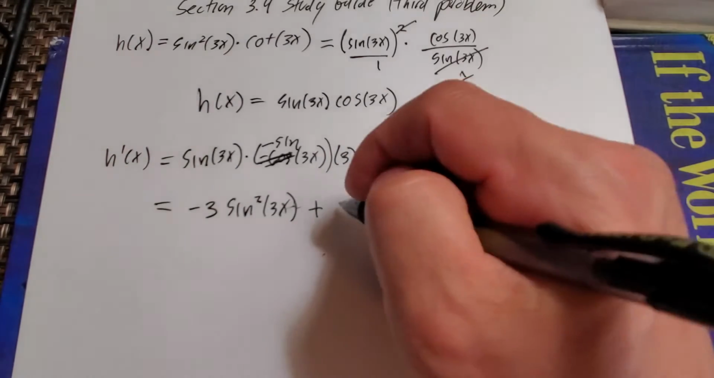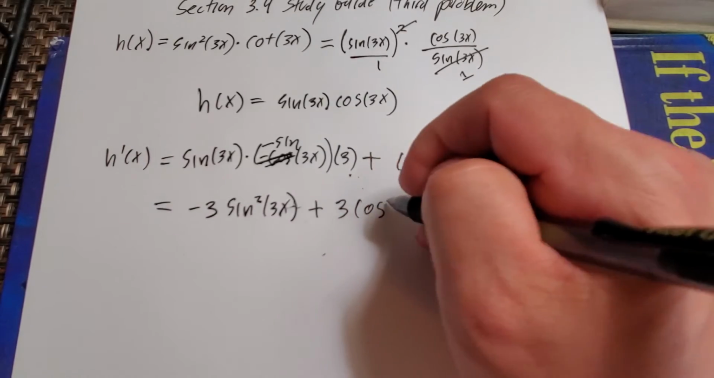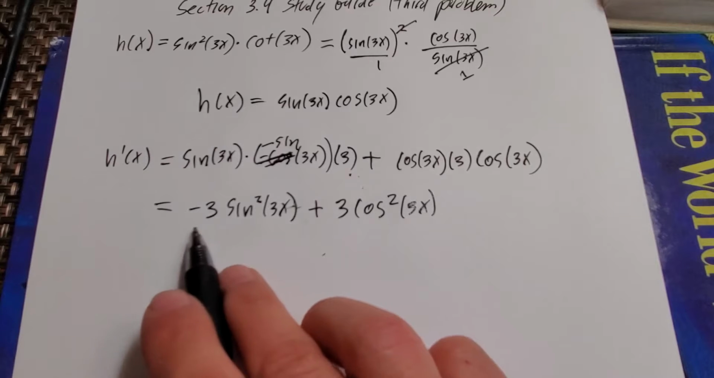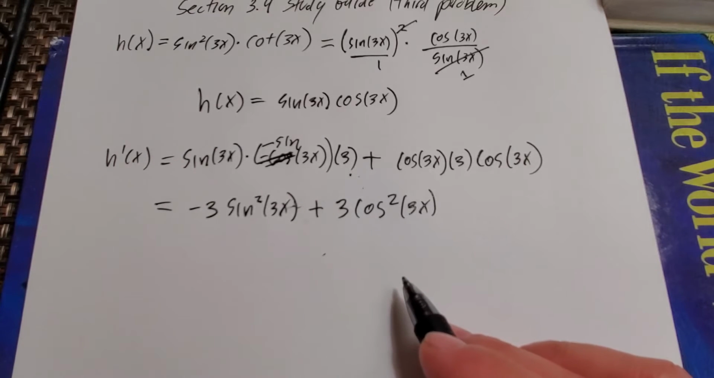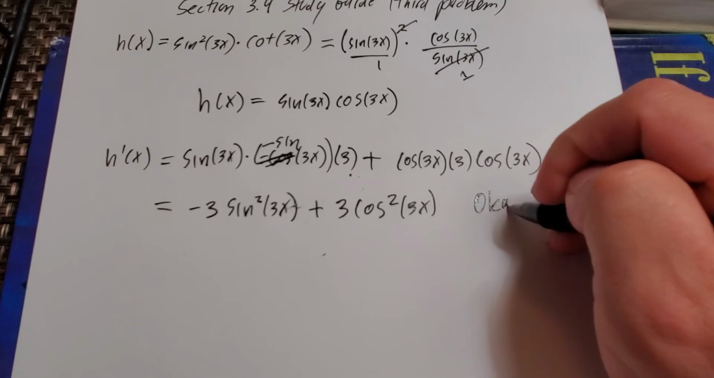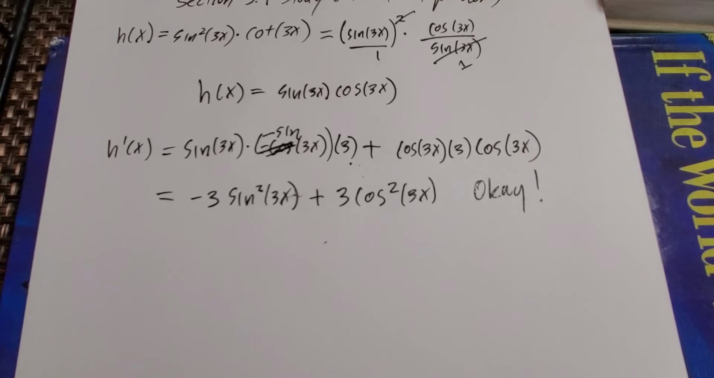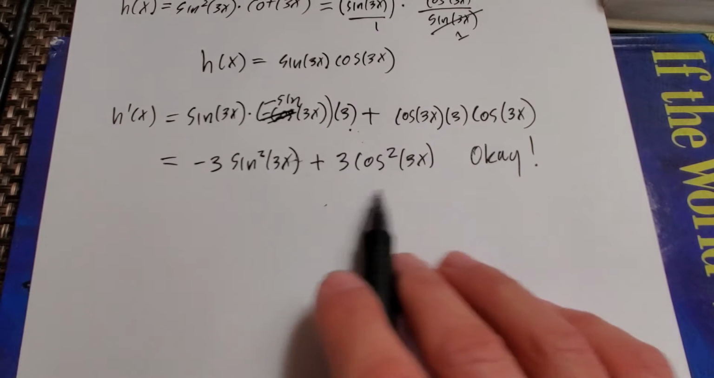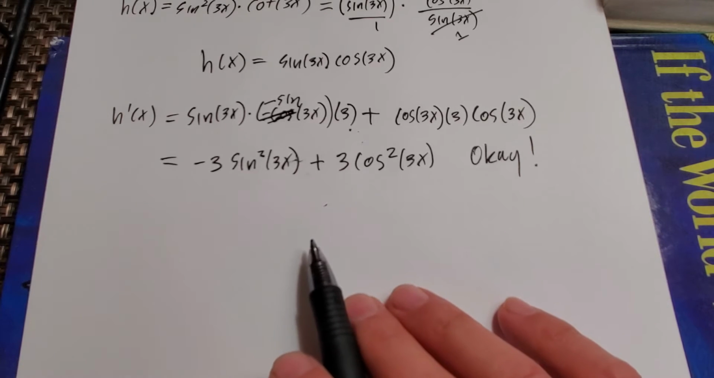Plus 3 times cosine 3x times cosine 3x, which is cosine squared 3x. Now, if you report this answer on the quiz, I will reluctantly give you full credit, and I will write something snarky like, okay. However, this is an opportunity for you to make an extra credit point by being clever and taking that extra step and using the double angle formulas to try to make things even simpler.